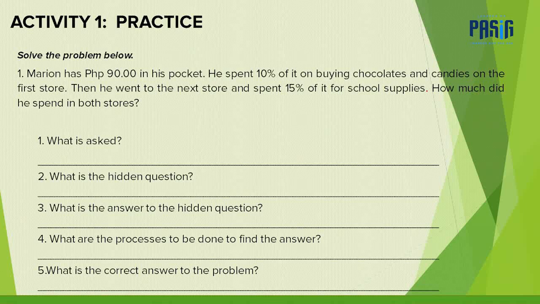Number 1. What is asked? Number 2. What is the hidden question? Number 3. What is the answer to the hidden question? Number 4. What are the processes to be done to find the answer? And the last one, number 5. What is the correct answer to the problem?